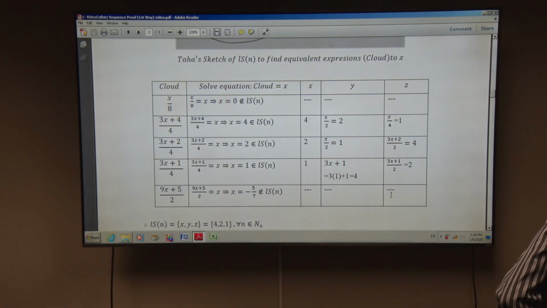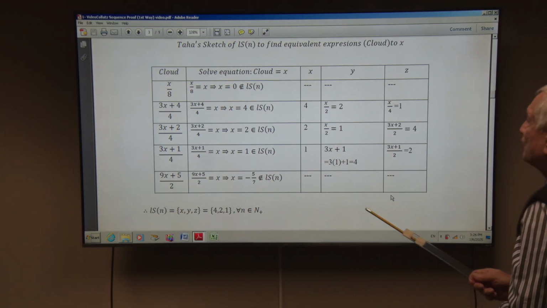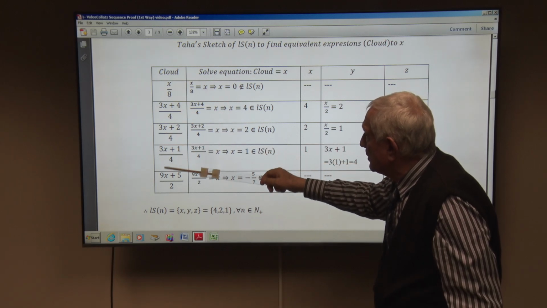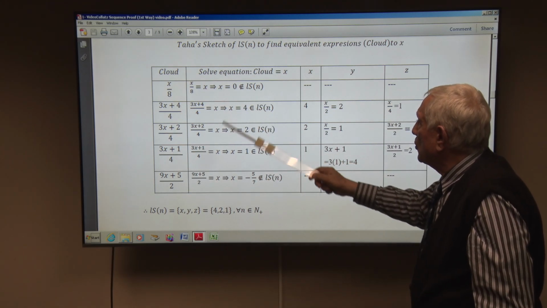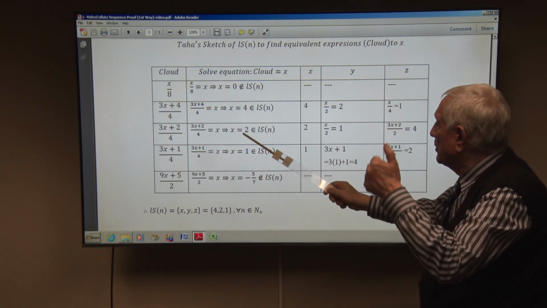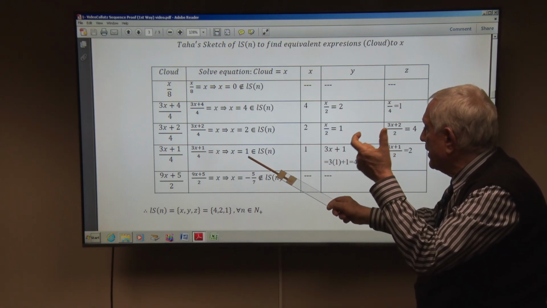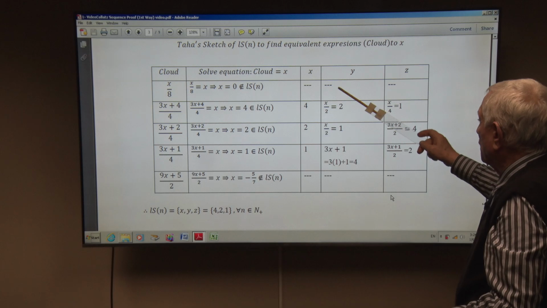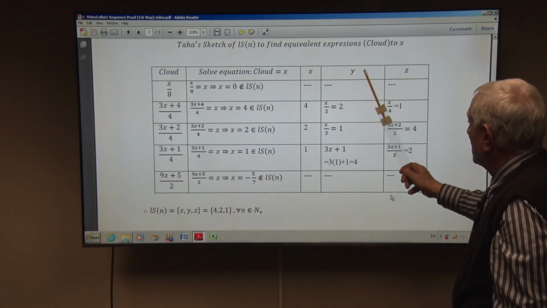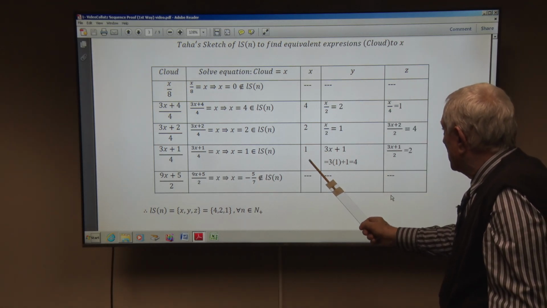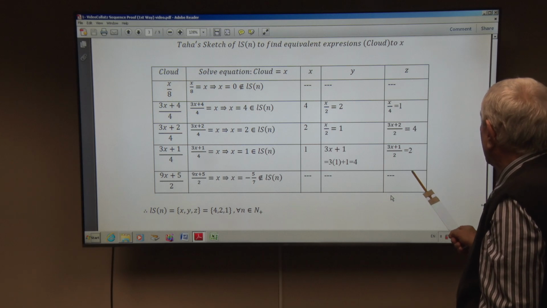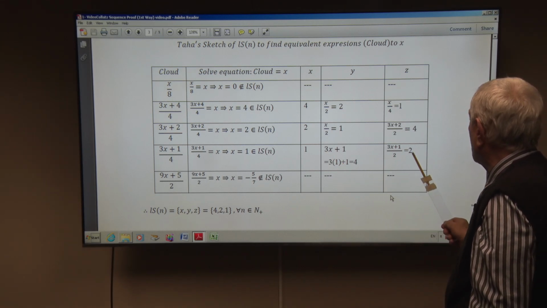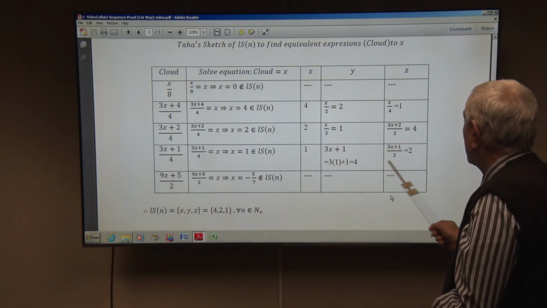Now we can solve those. Solution. 5 clouds. 0, no. 4, yes, good. 2, yes, good. 1, yes. Negative, no. That means if you take the value of x, when x is 1, then the loop will go to 4, multiplied by 3 plus 1, 4. 4 divided by 2 is 2. 2 divided by 2, 1. This is the loop.